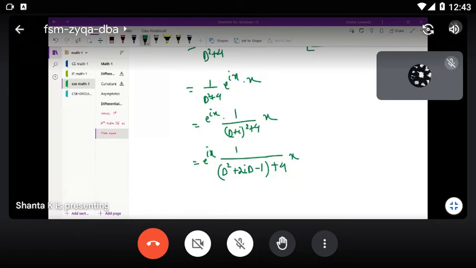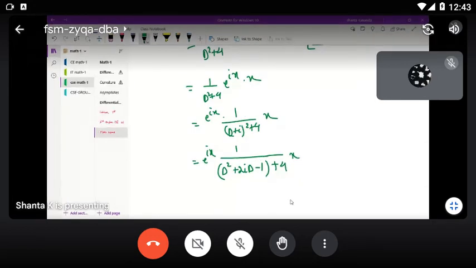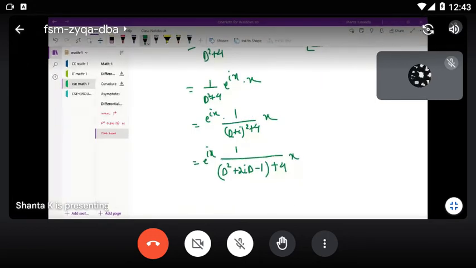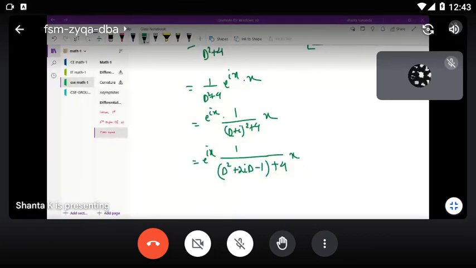Okay. So you know how to do it for the algebraic function. We will take 4 common. Here actually we will have minus 1, so minus 1 plus 4 is 3. So e power ix by 3. Here we have 1 plus, taking common, D square plus 2iD by 3. This will be in the denominator.